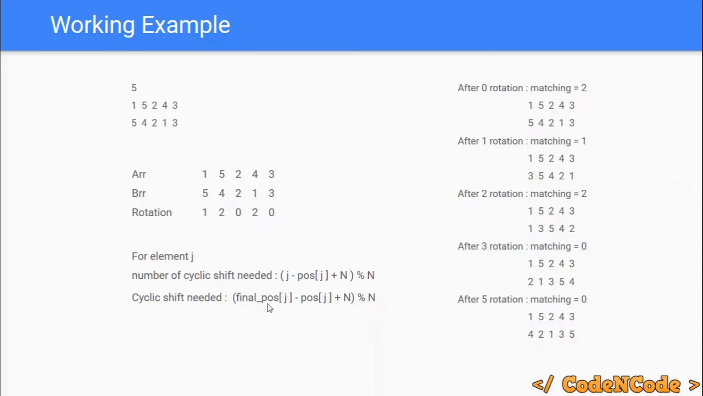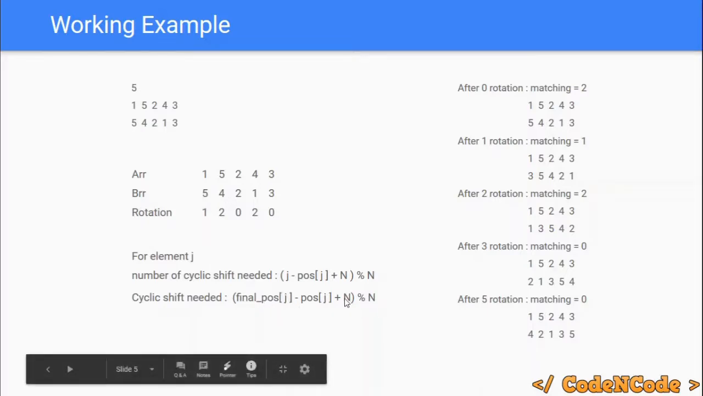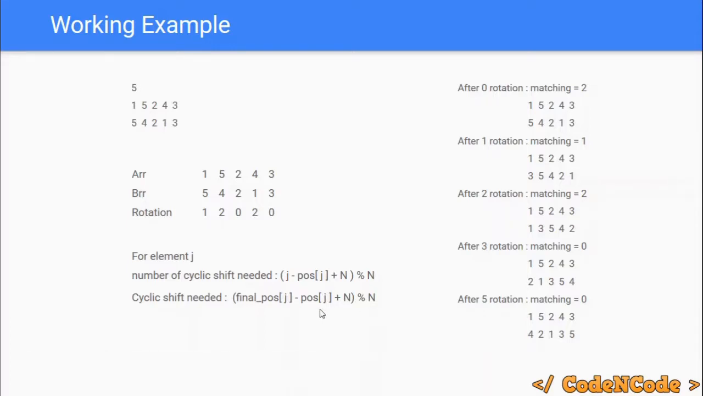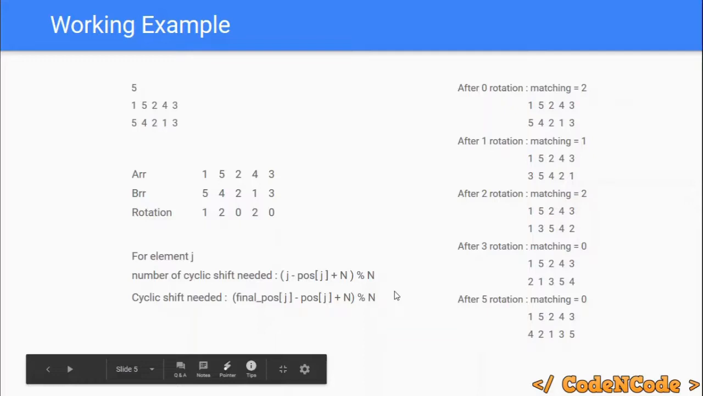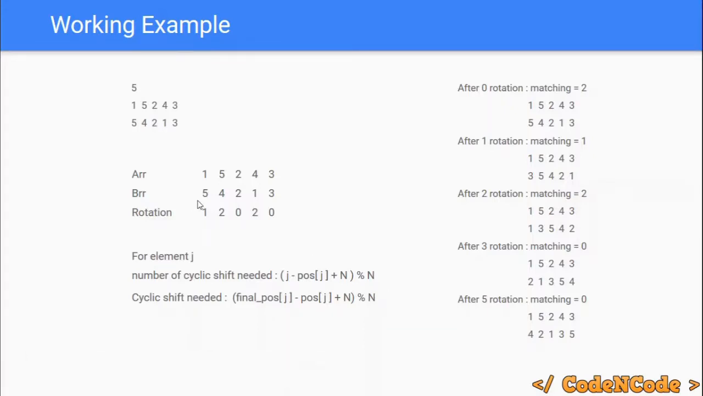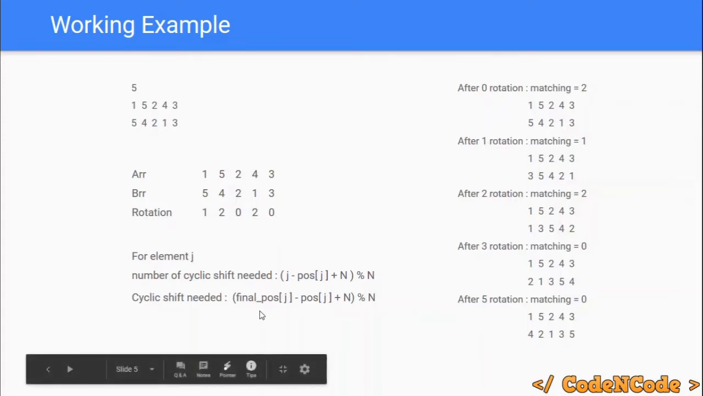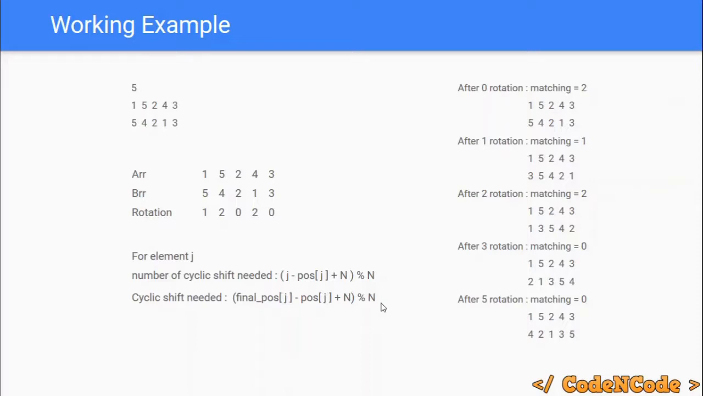So of course 2 minus 1 plus 5 modulo 5 would come out to be 1. That means after 1 rotation. So this formula gives you the number of rotations required for each element to be on its correct position: final position of jth element minus current position of jth element plus n, modulo n. So if I show you the code, then we can simply count the maximum frequent element.